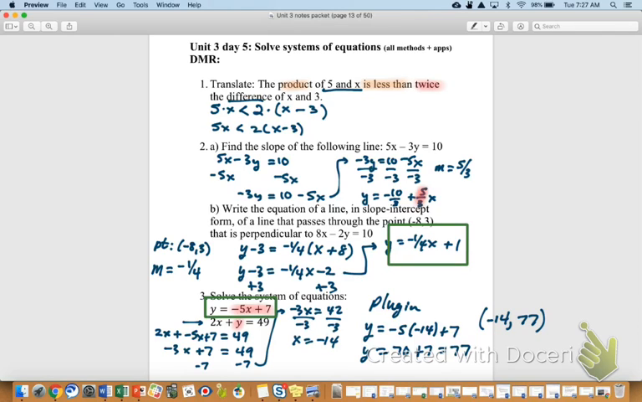Okay, hope that DMR went well for you. We're going to look at a couple of application problems of systems here next. Go ahead and flip over to the next page.